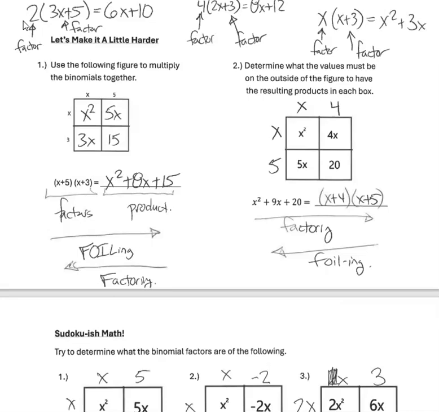And then we just make sure it works out. 4 times 5 does get you 20. So you now know that x squared plus 9x plus 20 equals x plus 4 times x plus 5. You unfoiled, so that's called factoring in this case. You have factored your trinomial into two binomials.